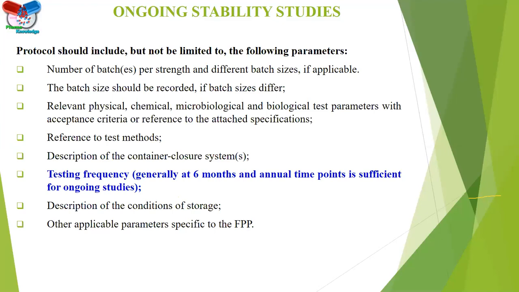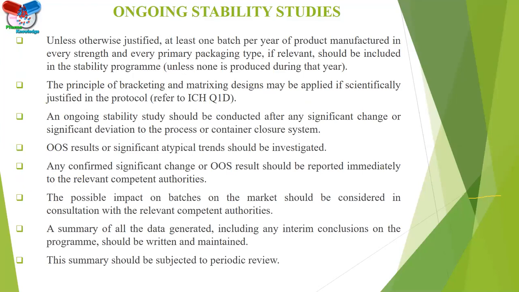Testing frequency: generally 6 months and annually time points are sufficient for an ongoing study. It means as a real-time study you can do it for the ongoing stability study. Description of the condition of storage, and other applicable parameters for the finished product. So all of these things and your other strategy program should be part of your protocol. Unless otherwise justified, at least 1 batch per year of the product manufactured in every strength and every primary packaging type, if relevant, should be included in the stability program.